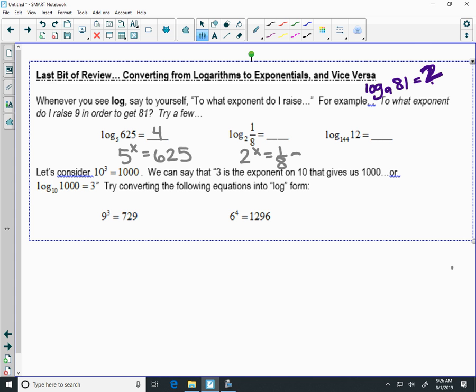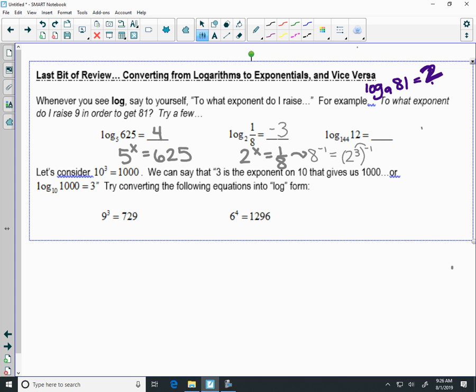So 1 over 8 we can do two things with. One is flip it up. When I flip that up, I'm going to make the exponent negative. And then 8 is 2 to the 3rd. So I can change that 8 to 2 to the 3rd. And then there is your multiply. So 2 to the negative 3rd gives you 1 over 8.